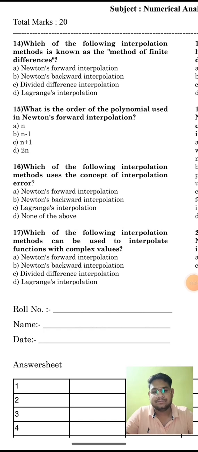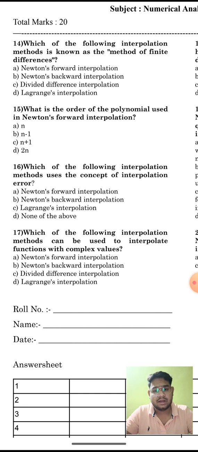Question number 14. Which of the following interpolation methods is known as the method of finite differences? Options are option A. Newton's forward interpolation. Option B. Newton's backward interpolation. Option C. Divided difference interpolation. Option D. Lagrange's interpolation. The correct answer is divided difference interpolation.